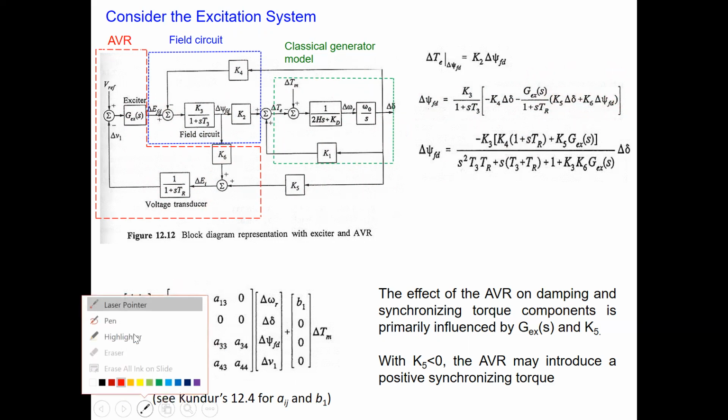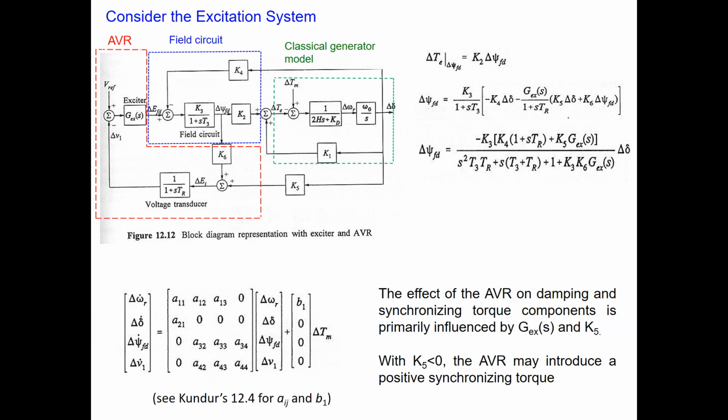So maybe I could say this one, what you have here, is because of del ET. And K3 is here. So we have K4 del delta, this one. So you can say this quantity is your del EFD here.